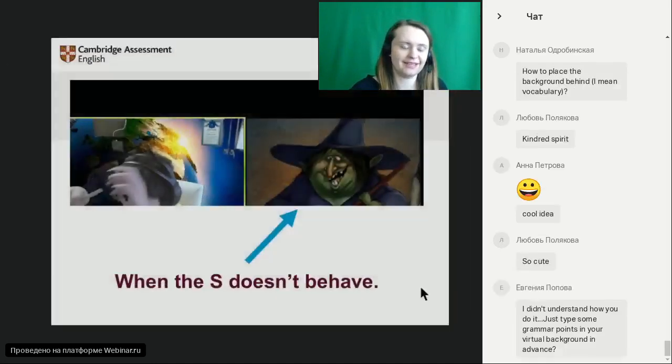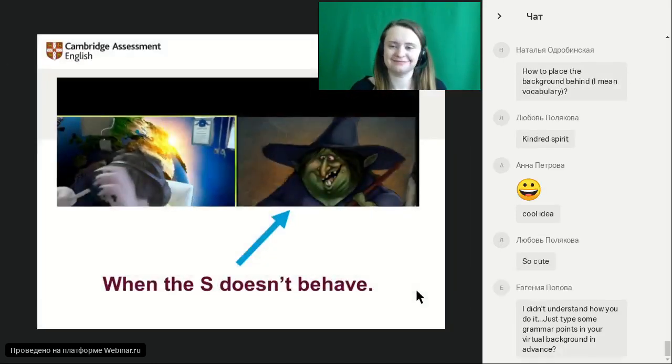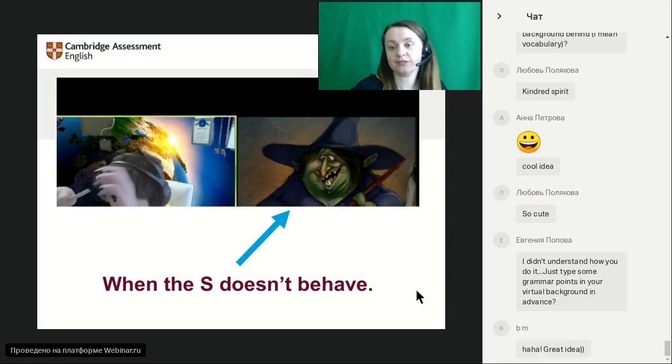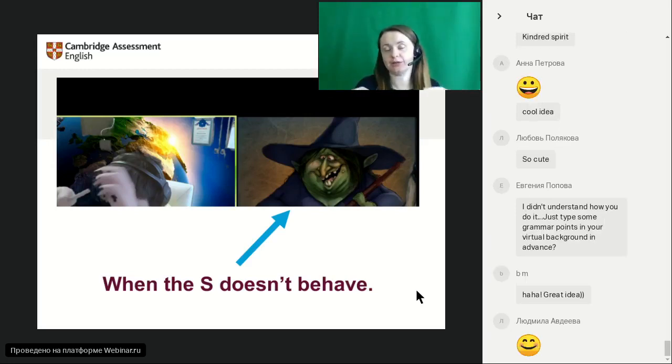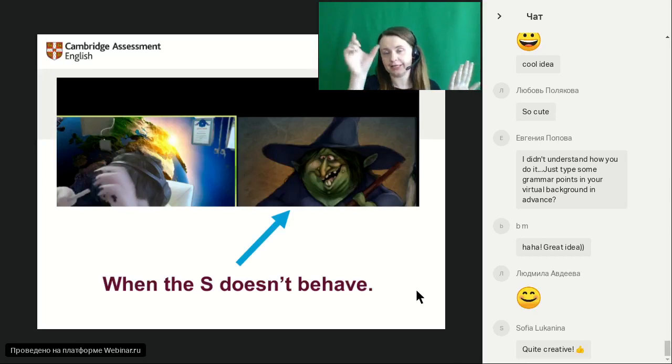Okay, another thing: how do you type some grammar points in your virtual background? Yes, absolutely. I do it in advance. I make a slide and I type the words there. Then I change it and put it on my background. I add it as a background. And this is all I can do.